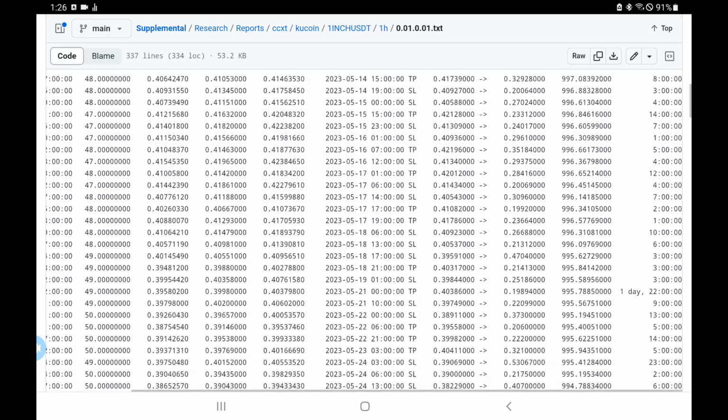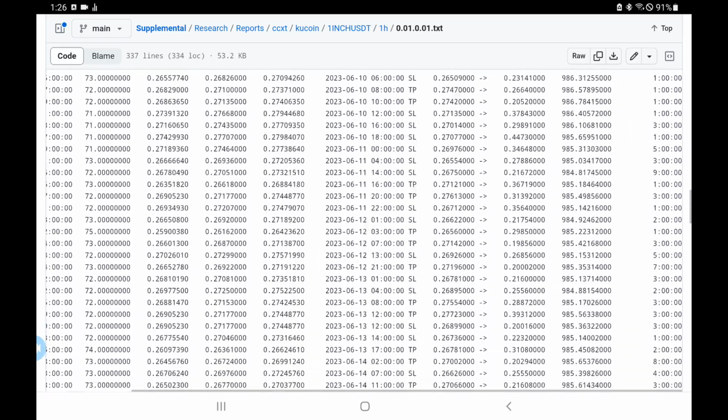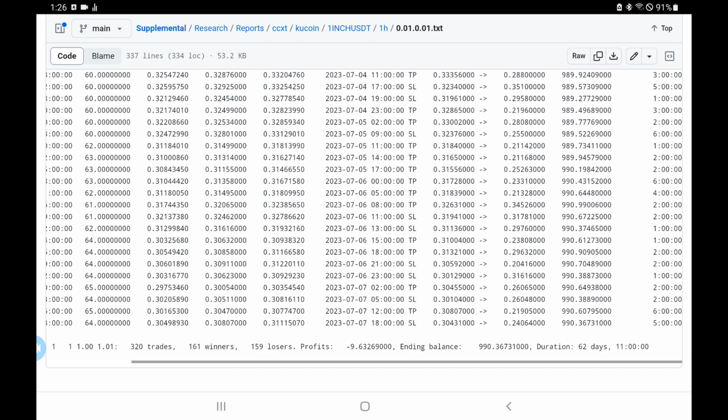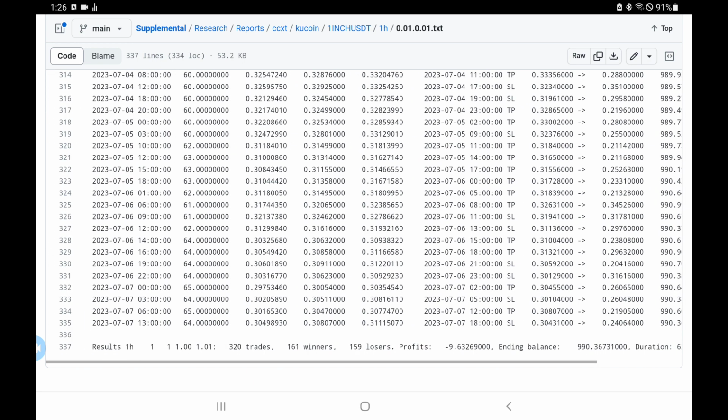So let's go to the results. And you see I did quite a few trades here. For this particular example, I took 320 trades. I won 161 of them. I lost 159 of them. Altogether, I lost $9.62. Not very good, to be honest.